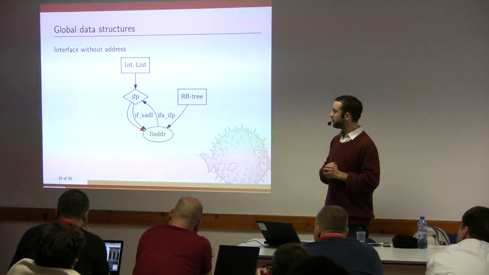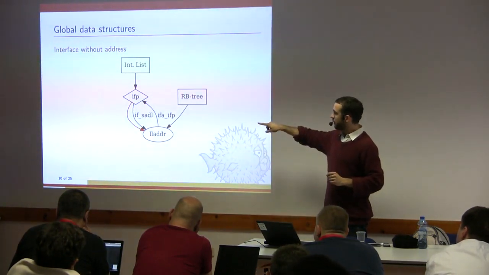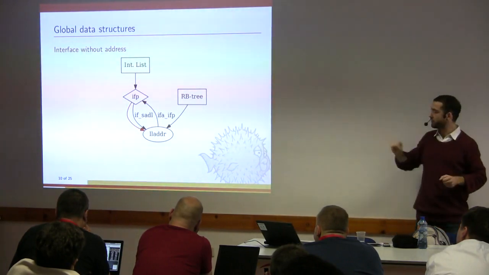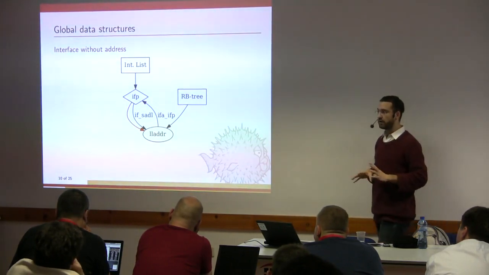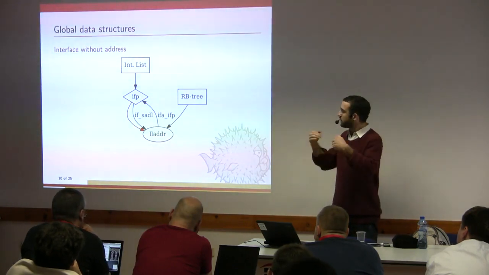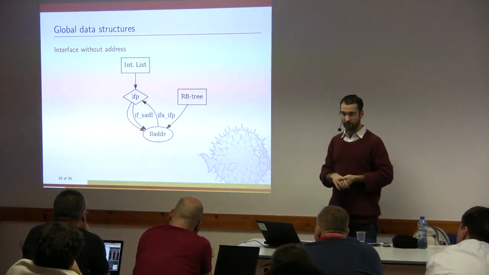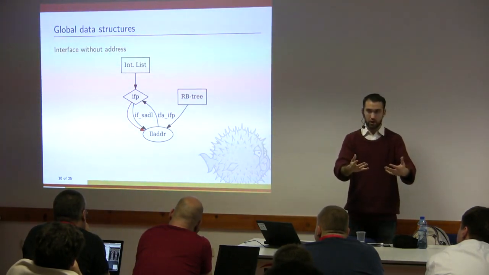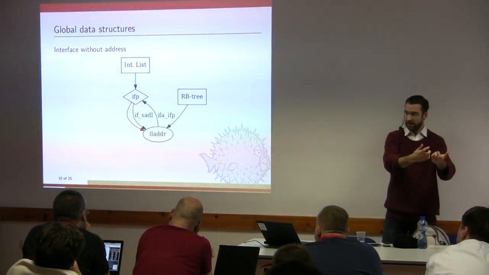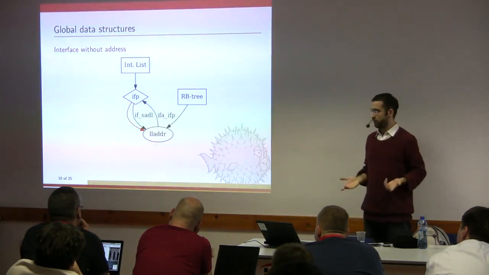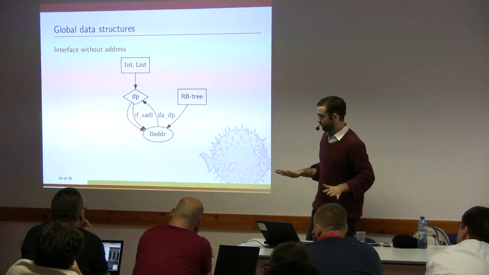Now, the interesting point is that you see that there is a red arrow starting from the interface and going to the address. This represents a list of addresses configured on the interface, right? So you boot your system. You have an interface. You put it in the list. You add a physical address, and you put it on the list of the interface, right?